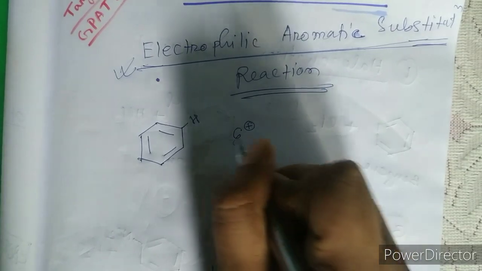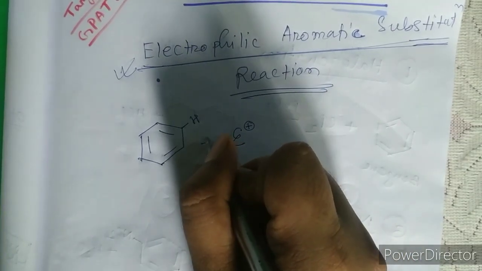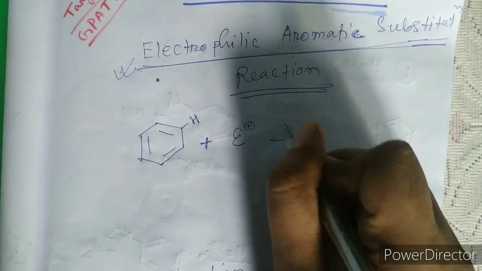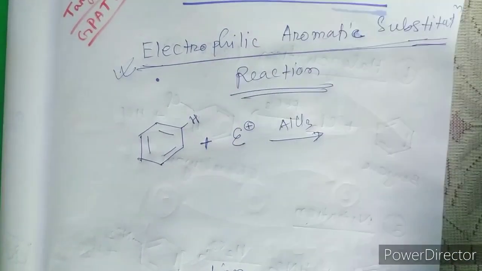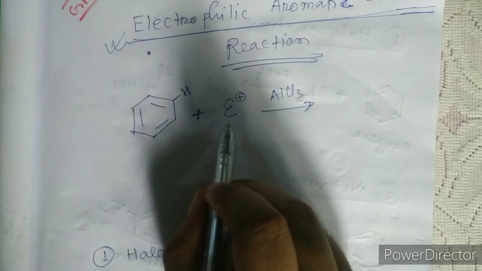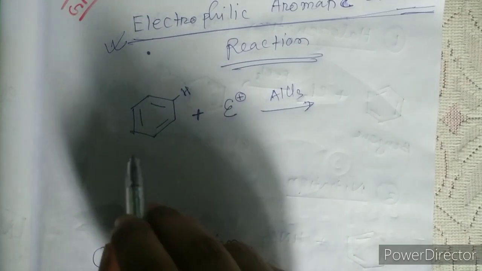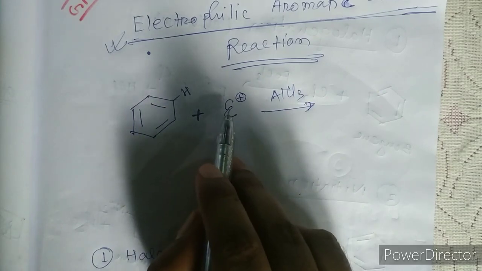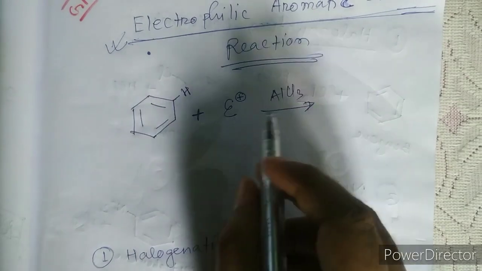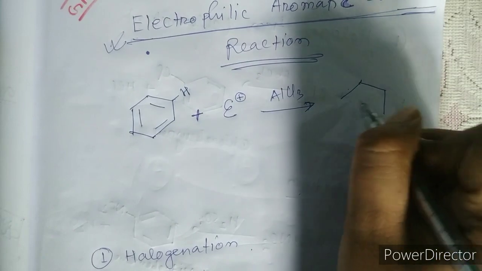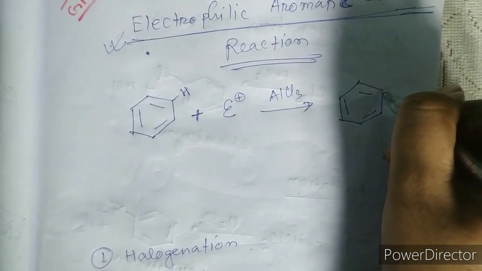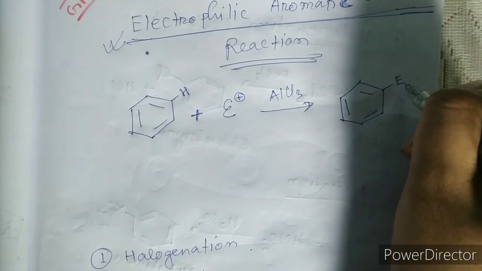We can write it as E plus. So this is benzene and E plus, and some catalyst is there, suppose AlCl3. I'm just writing AlCl3 here. So this electrophile, what are the steps and what is going to happen? This hydrogen will be replaced by this E plus, or electrophile. So at the end you can see this type of product. Here E means electrophile.